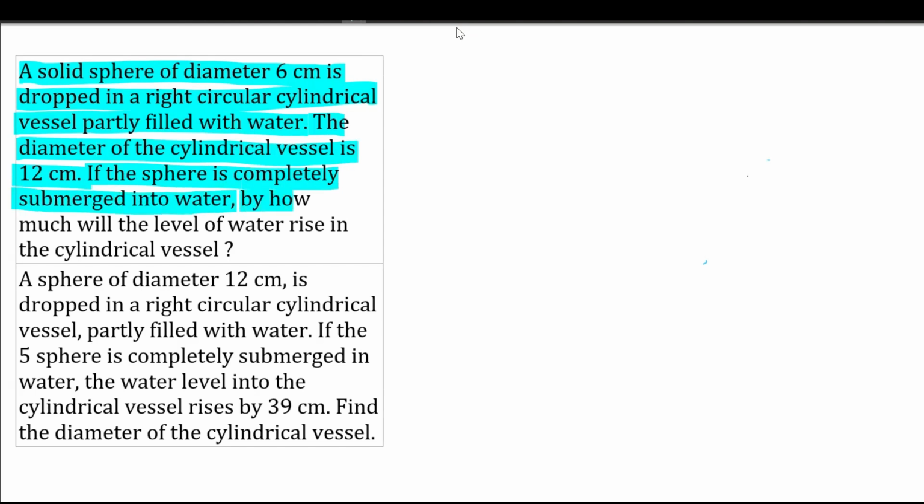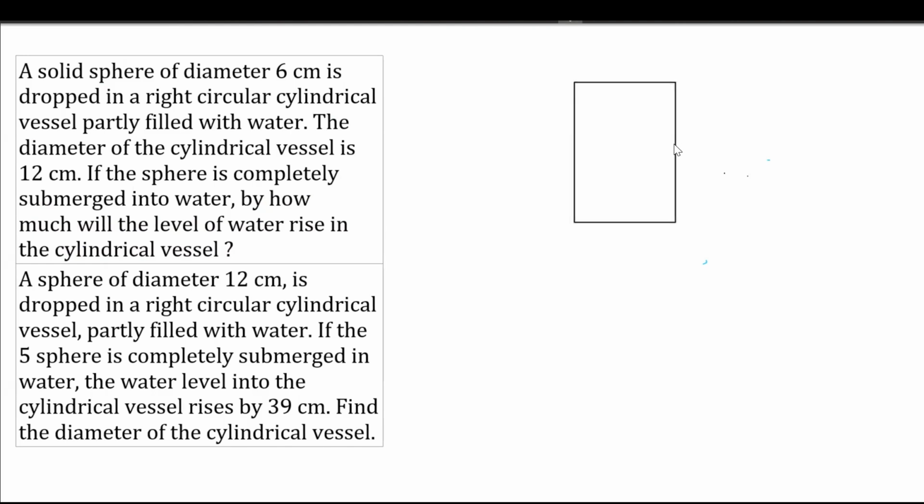I'm taking two similar questions from the chapter surface area volume. First question says a solid sphere of diameter 6 centimeter is dropped in a right circular cylindrical vessel partially filled with water. And the diameter of the cylindrical vessel is given 12 centimeter. If the sphere is completely submerged into water, the question is how much will the level of water rise in the cylinder? So what we should do is to make a cylinder first to understand it.